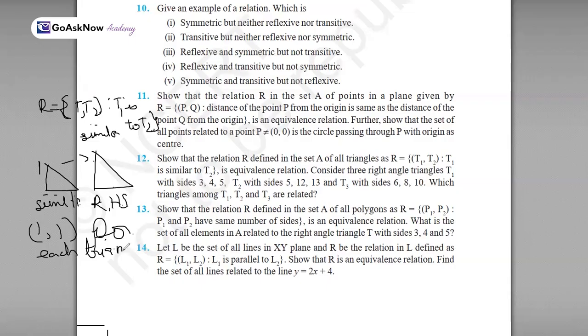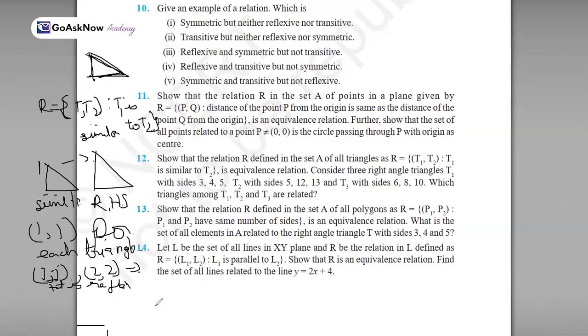Each triangle is similar to itself also. Okay, like triangle 1 is similar to triangle 1, triangle 2 is similar to triangle 2. This is always true for each triangle. If you coincide any two triangles like this and this, it is obvious that both are similar to each other. So it is reflexive. The first point is true, that it is reflexive.